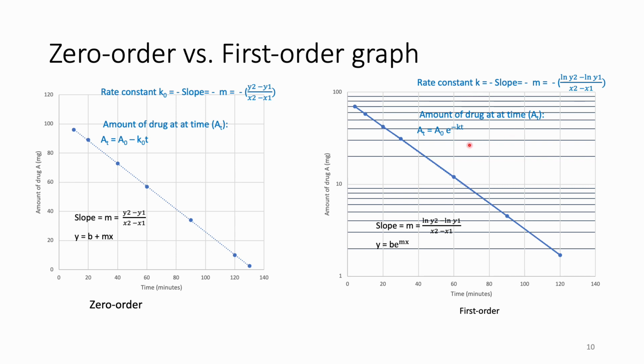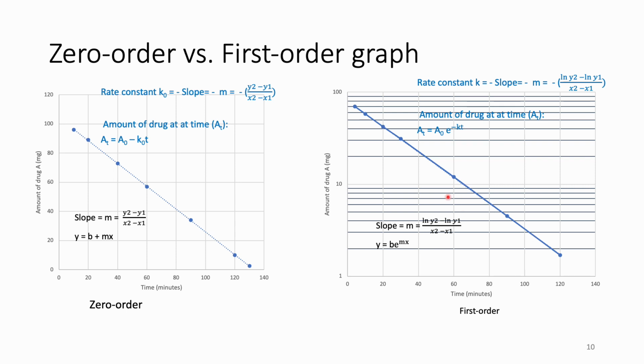To predict the amount of drug or the concentration of the drug at a certain time point, you will use this equation. At is the amount of drug, or if you use the plasma concentration of drug, you will replace it by Ct. The amount of drug at a certain time point will be equal to A0, the maximum amount of drug in the plasma, times exponential of minus Kt. K you calculate from this equation, and t is the time point you want to calculate.